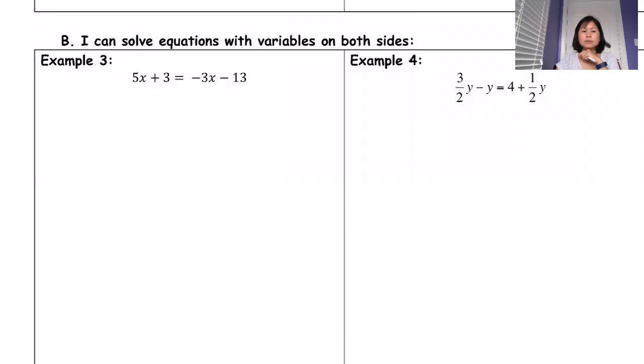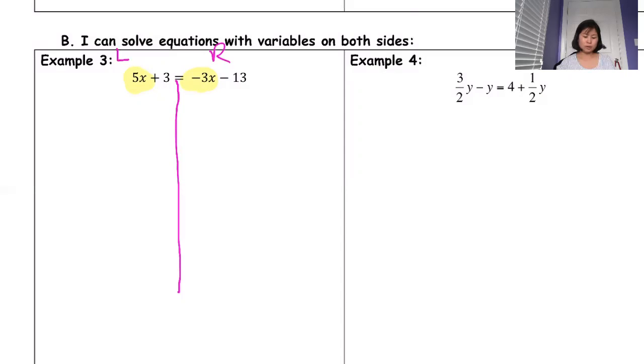Okay, so for this one, you're going to solve equations with variables on both sides, okay? So over here, like I said, my first step when I see that equation, the equal sign, I'm going to draw that line so I know this is the left side, this is the right side. It's important for me to know if my like terms are on the same side or on the opposite side of the line. So I look over here, the x values. They are like terms. I want to combine them.